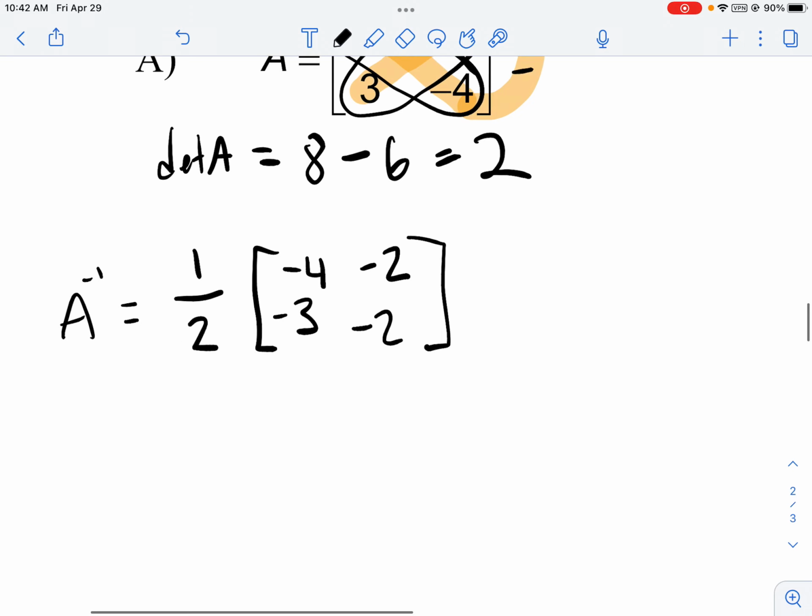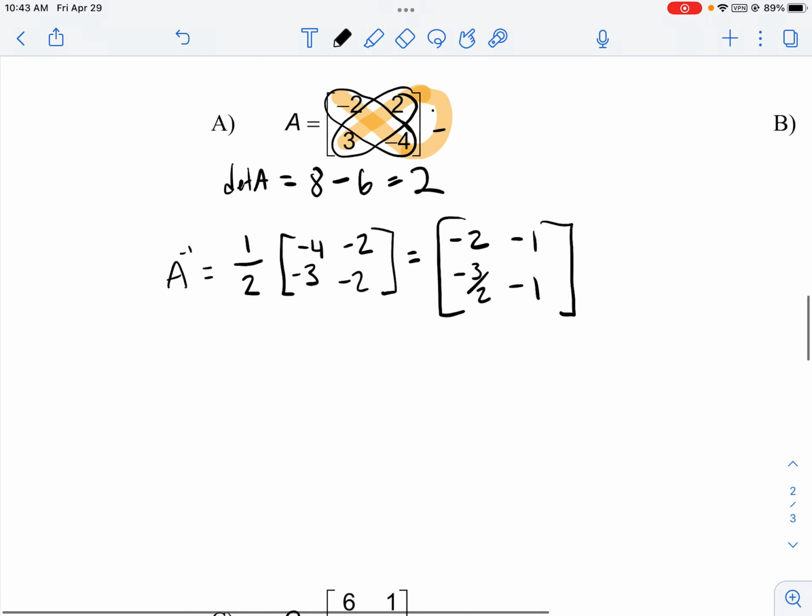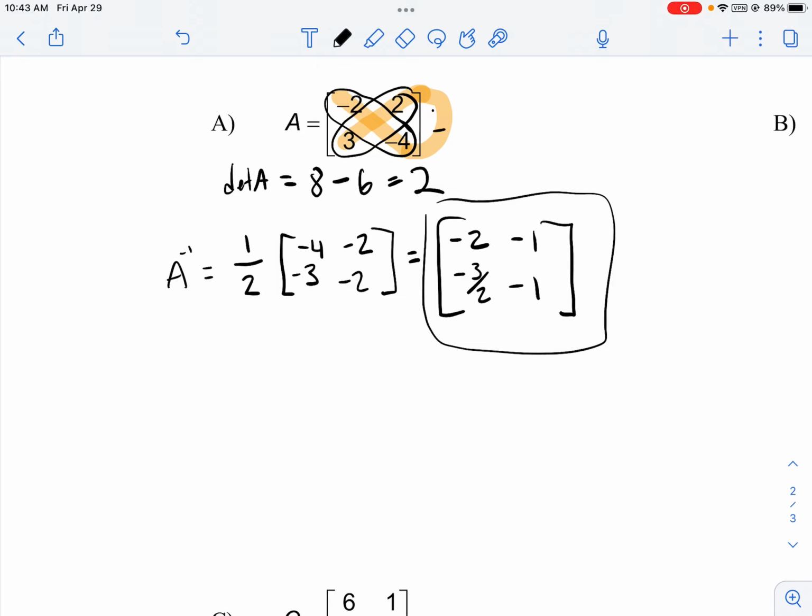So I'd say, alright, half of -4, -2. Half of -2, -1. Half of -3, well, it doesn't go in evenly, so -3 halves. And then again, half of -2, -1. That is it. That is the inverse of the matrix that you're given.